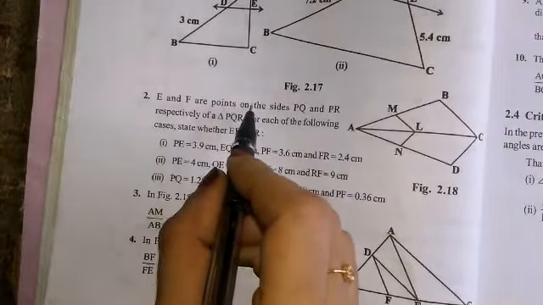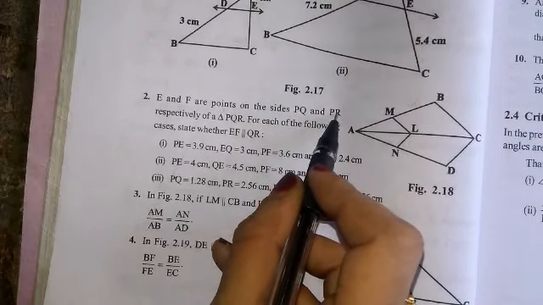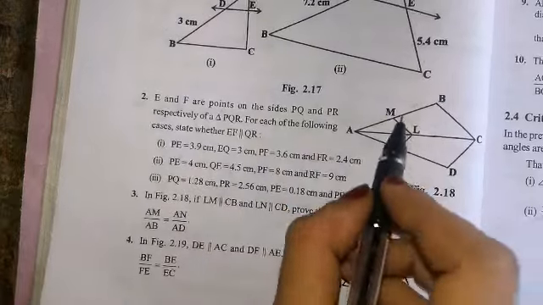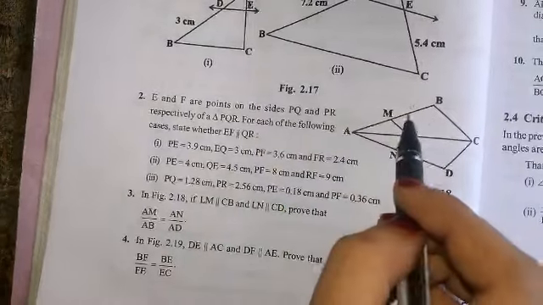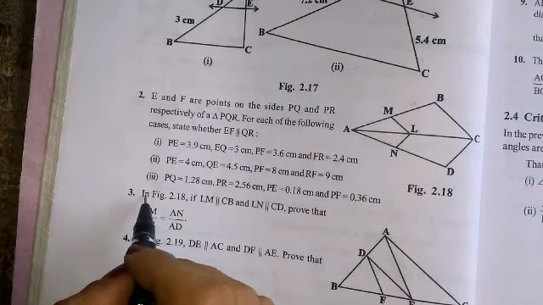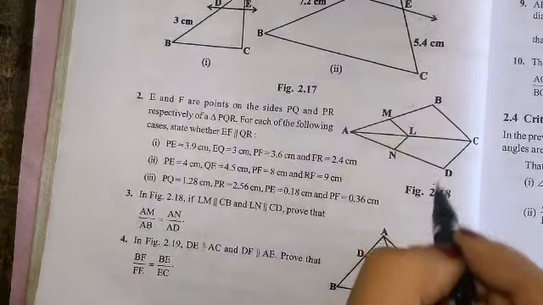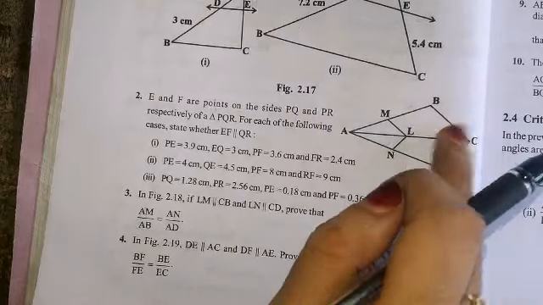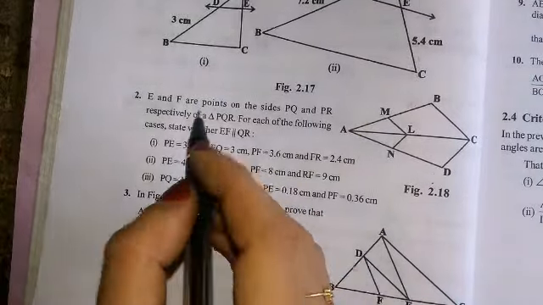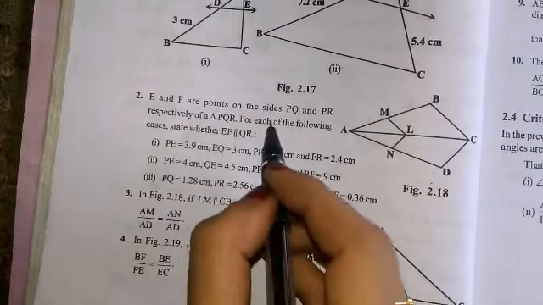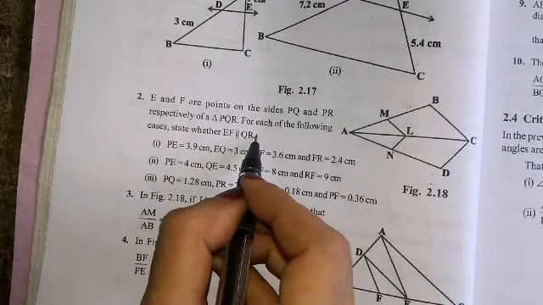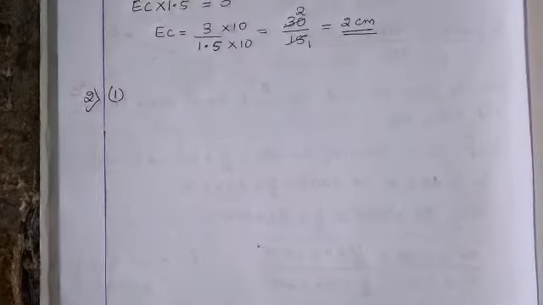E and F are points on the sides PQ and PR respectively of a triangle PQR. For each of the following, state whether EF is parallel to QR or not. You can understand this is not the figure for the second question; it is the third question's figure, in figure 2.18. So don't get confused. For the second question they didn't give a figure, so we have to draw it. Let me draw the figure first.